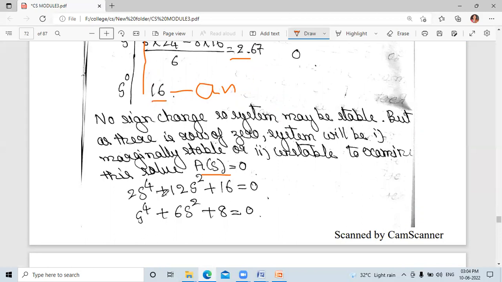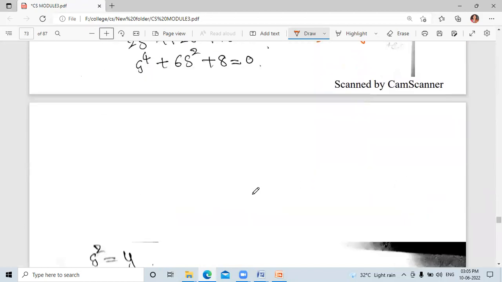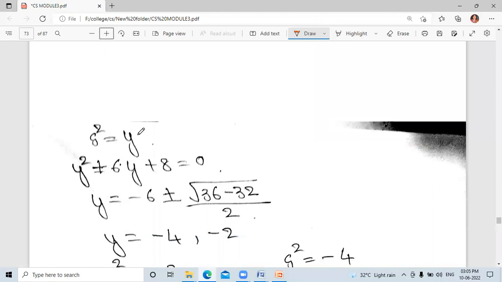We cannot find the roots like this with s to the power of 4, it is difficult. So you can replace s to the power of 2 with y, so it will be easy to find the roots. S square equals y. So what will it become? 2 into y square plus 12y plus 16. You can find it in the calculator. So y square plus 6y plus 8 equals 0. The roots you get are y equals -4 and -2.